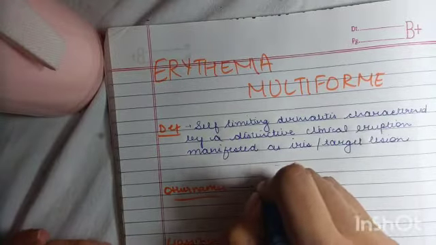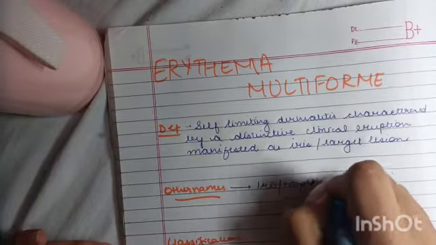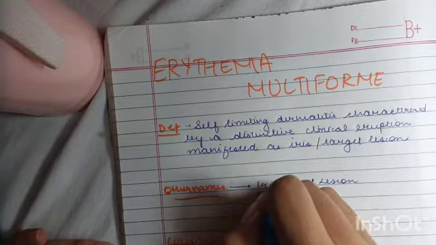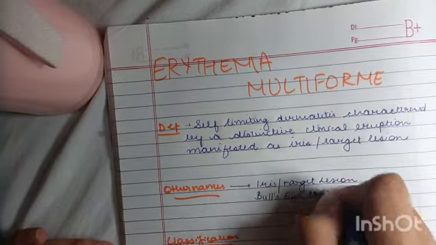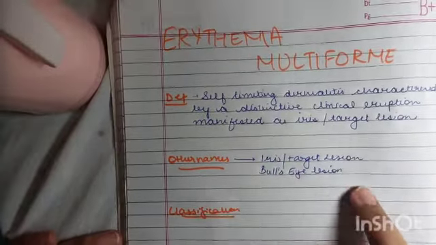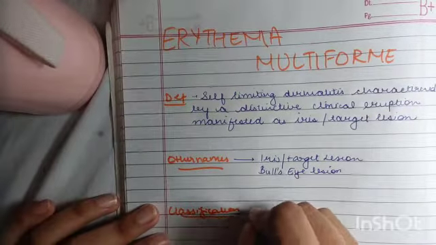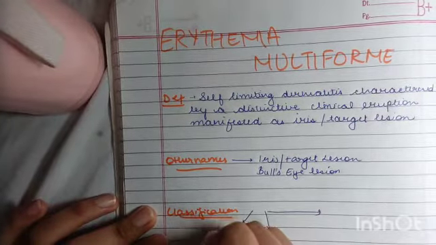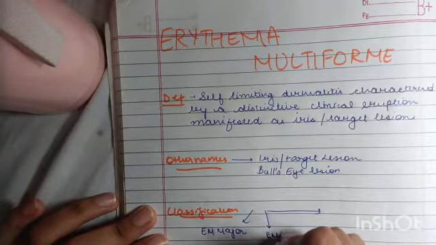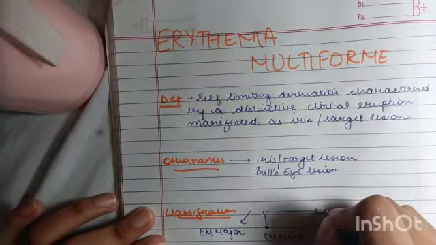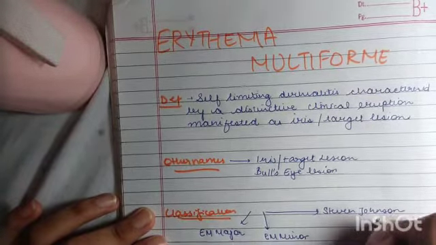Now, in other names, it is usually called the iris or target lesion, or even the bull's eye lesion. I'll tell you why it is called this in the clinical presentation. Now, in classification, it is divided into three. The first one is erythema multiforme major, then erythema multiforme minor, then we have Stevens-Johnson syndrome.